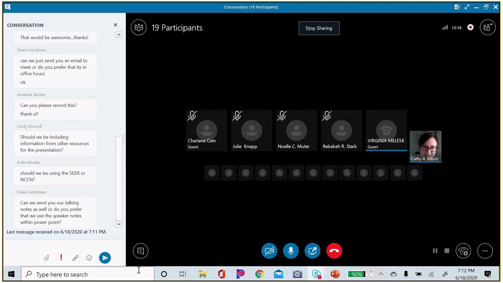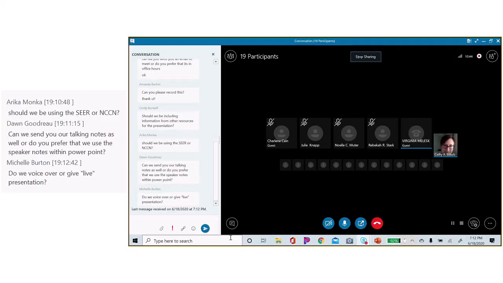Then it says, can we send you our talking notes as well, or do you prefer that we use speaker notes within PowerPoints? However you want to do it, Dawn, is fine. Some people like to have notes on the side. Some people like to have the notes on the bottom. It could be either way. The more you send me, the more I can comment on. I have had people send me rough drafts of their presentation, containing just slides and some minimal ideas. Some people have sent something in a further stage of development with some notes, and then I can make more comments. So it's whatever you can send me.